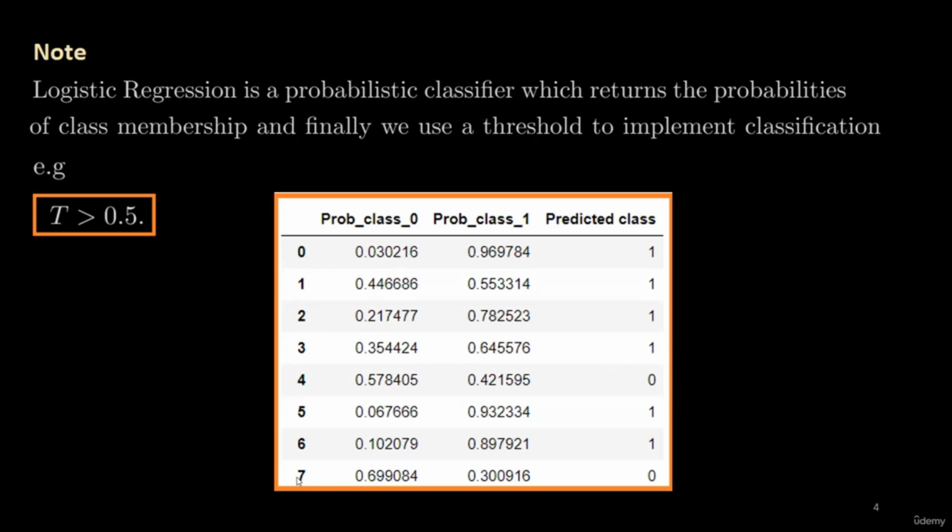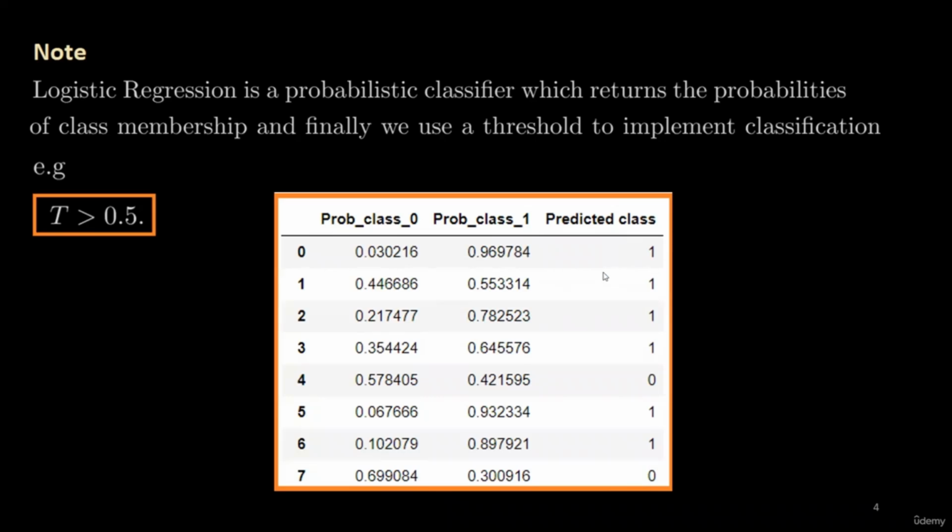Similarly, if we see the last sample, which is our 8th sample, the probability of class 0 is greater than 0.5, so it has a high probability. On the other hand, the probability of class 1 is less than 0.5. Based on our threshold, we decide that this last sample belongs to class 0. This is the way a probabilistic classifier like logistic regression works. Based on the probabilities with respect to classes, we predict the class.